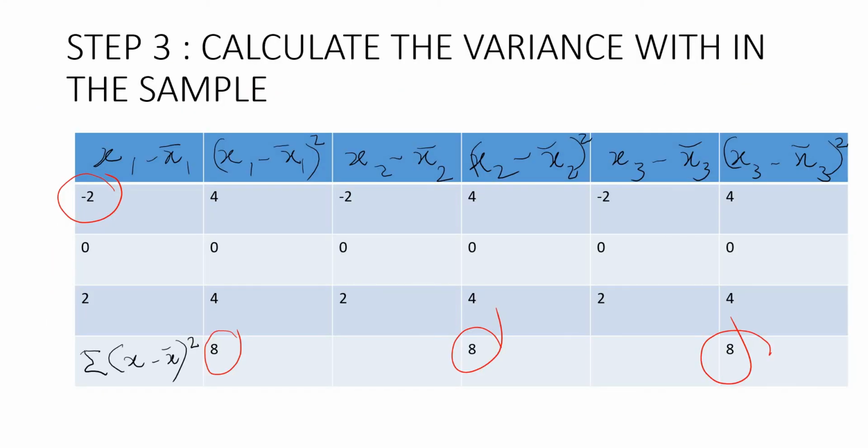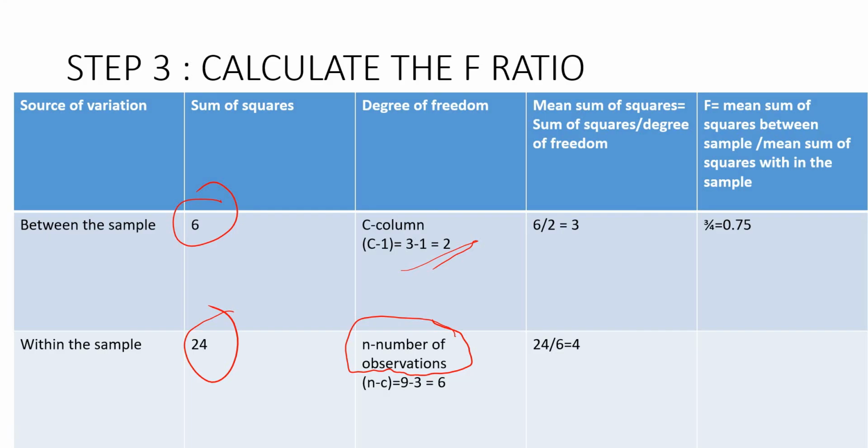So we will use that. Columns minus 1 is 2. The number of observations minus columns is 6. Within the samples the formula is N minus C, and between the samples it is C minus 1. So you got the degrees of freedom: 2 and 6. Please watch that video on degrees of freedom to get more clarity on the different formulas.